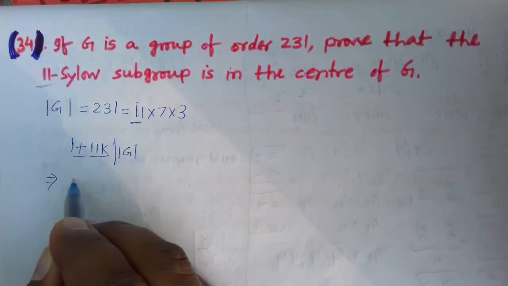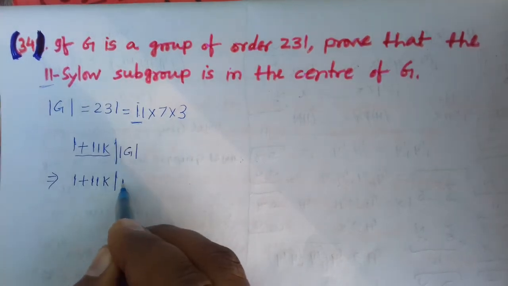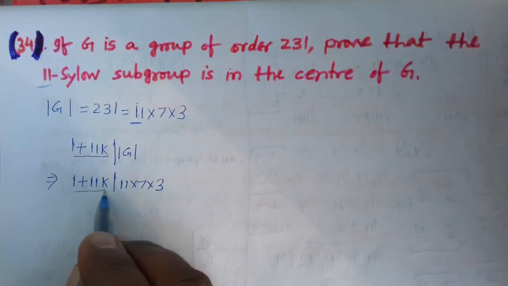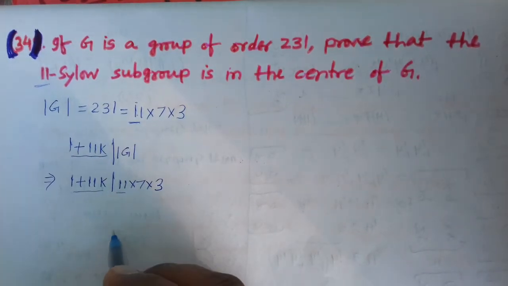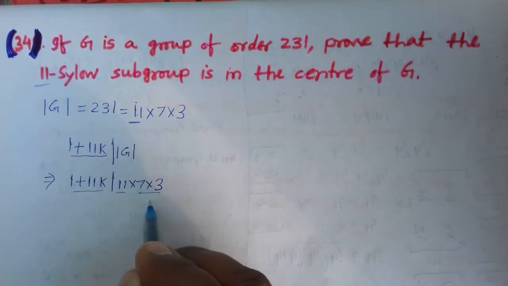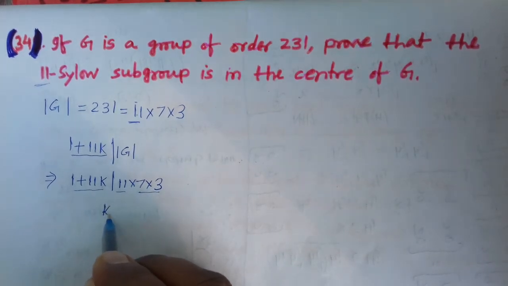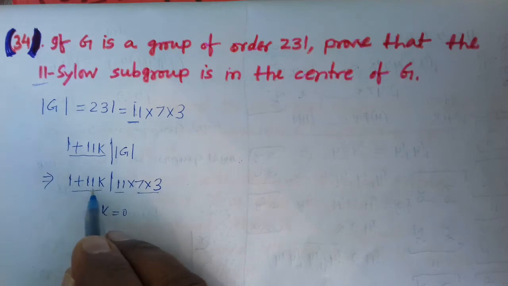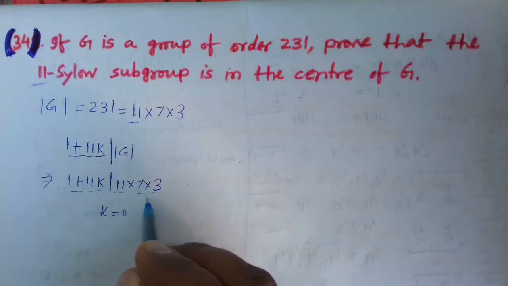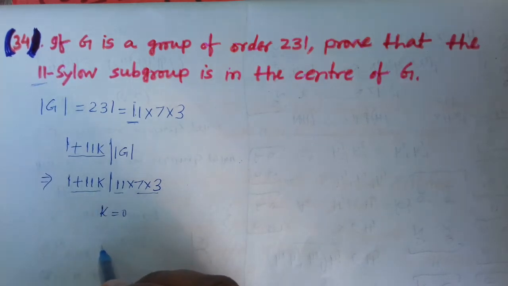Let us check 1 plus 11k. Here the order of the group is 11 into 7 into 3. Obviously this does not divide 11. Let us see for this 7 into 3, 21. If we take k equals to 0, then here will be 1. 1 divides any natural number. So for k equals to 0, this statement is true.